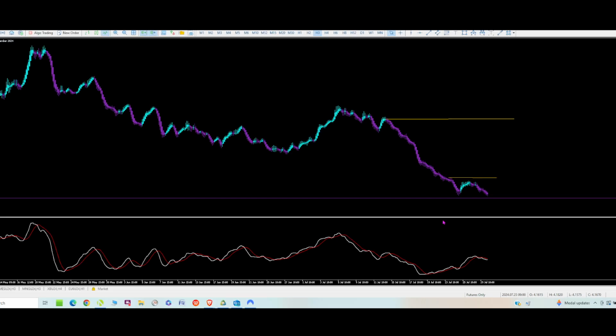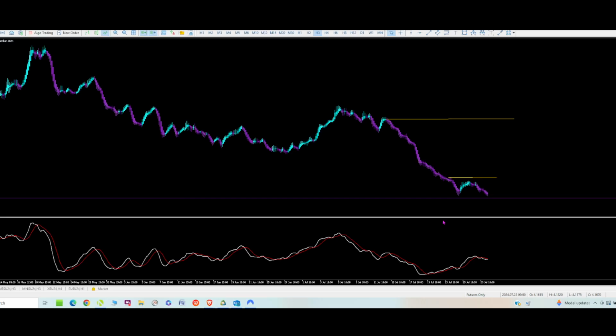So, as you know, I've been talking about just using the higher time frames to swing trade these futures and use the Heikin-Ashi smooth indicator just to smooth out the trend and find potential good areas of opportunity to enter.